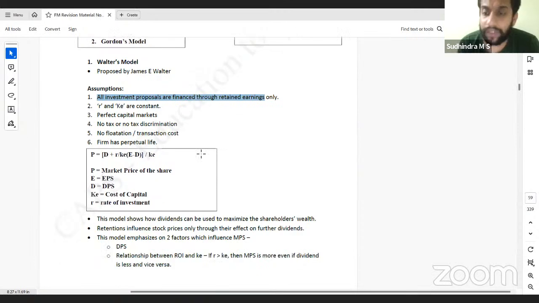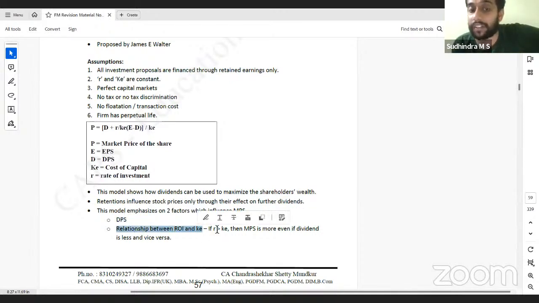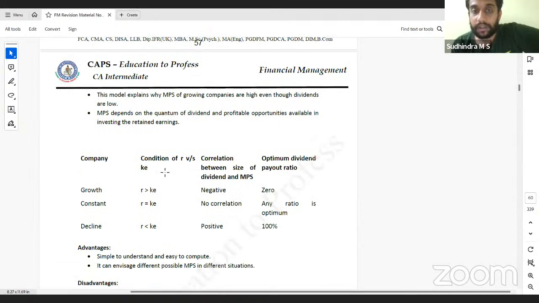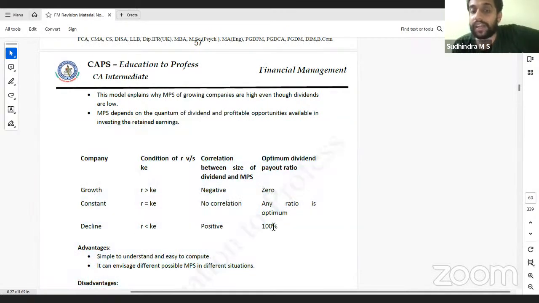This model shows how dividend can be used to maximize shareholders' wealth. Retentions influence stock prices only through their effect on further dividend. It emphasizes two factors which influence market price. One is DPS, one is relationship between return on investment and KE. If R is greater than KE, then MPS is more, even if dividend is less, and vice versa. So this is that chart that we discussed now, right? R is greater than KE, 0; R is equal to KE, any ratio; R is less than KE, 100%.